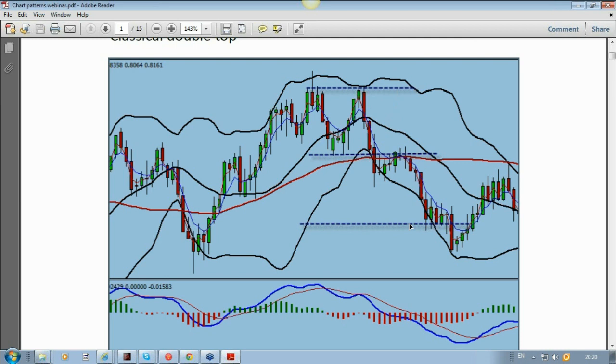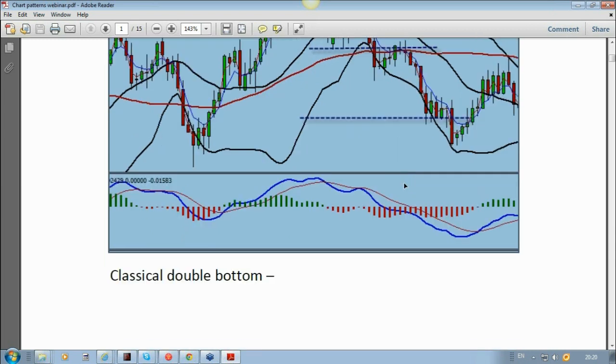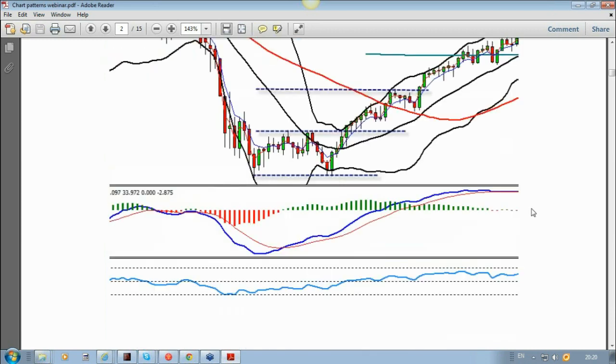Okay, and Dave says, if you don't get a retest, it is no trade. Yeah, there is no trade. The classical tops or bottoms have to retest. If it does not retest, well, it could be not reliable enough, and then it could easily fail. Okay, beautiful.